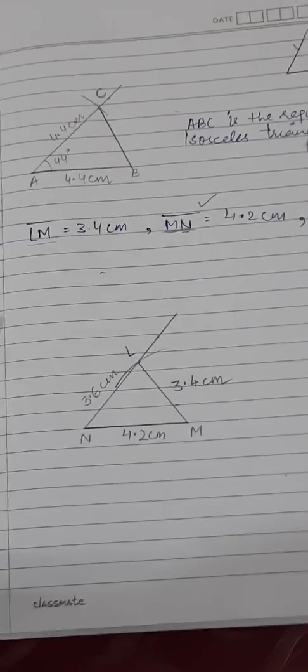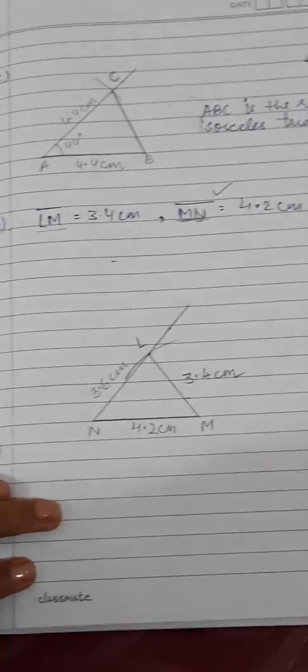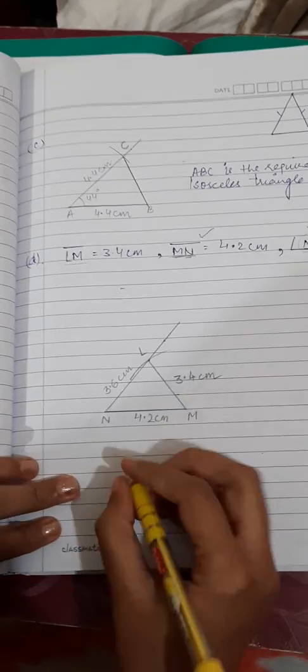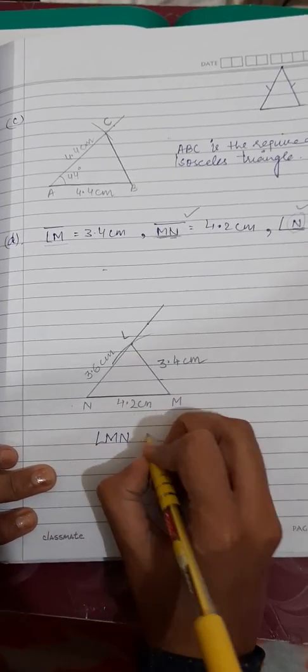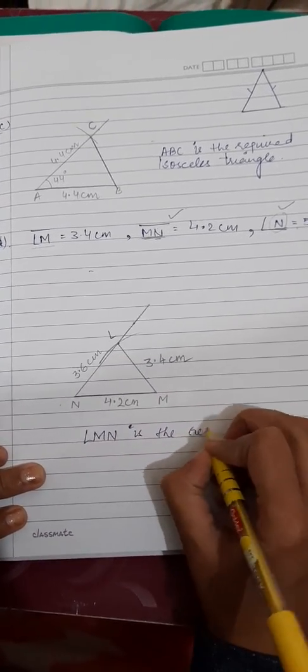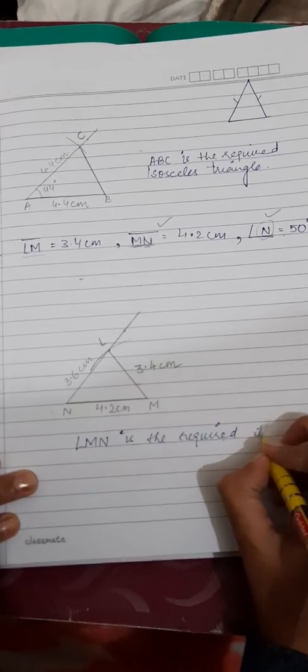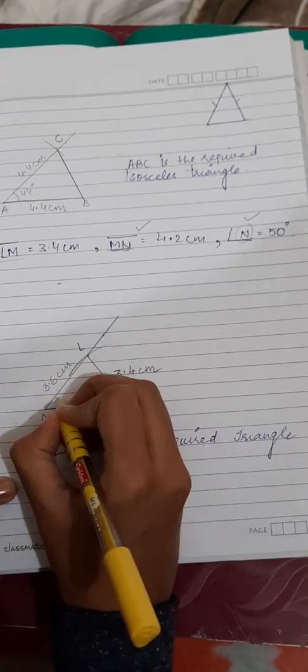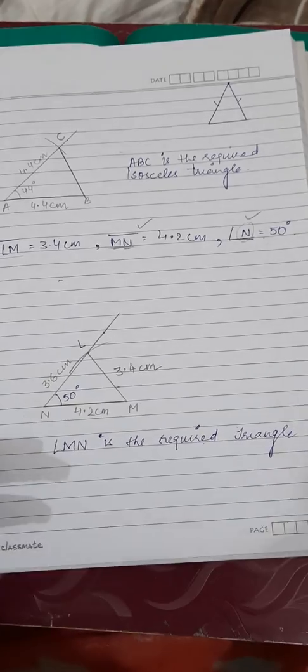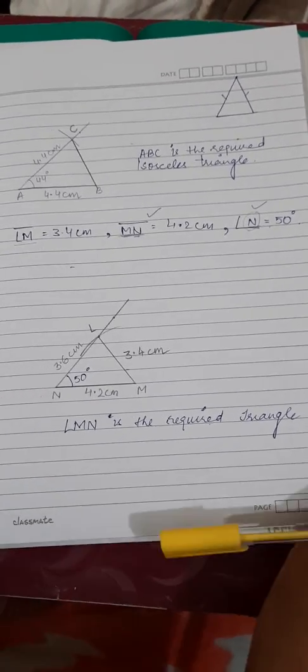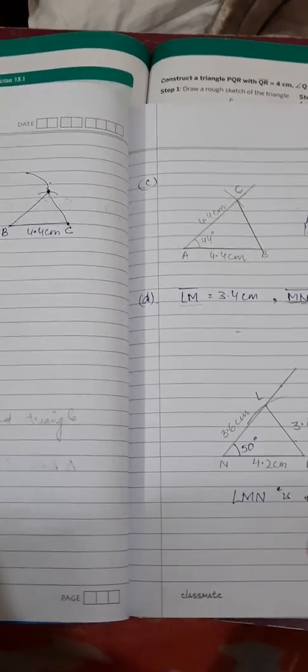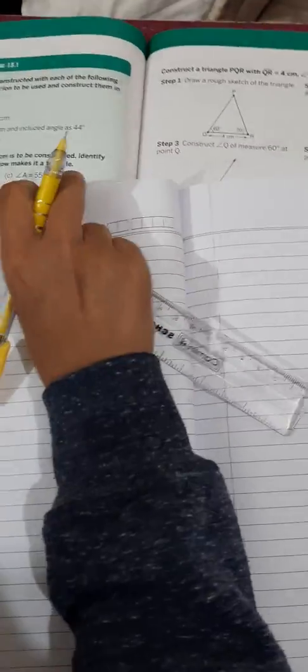And this is the required triangle, LMN. So you're going to write here, LMN is the required triangle. In this, angle N is 50 degrees. Okay, and this was your question number 1. All 4 parts have been done. Now next move to question number 2.